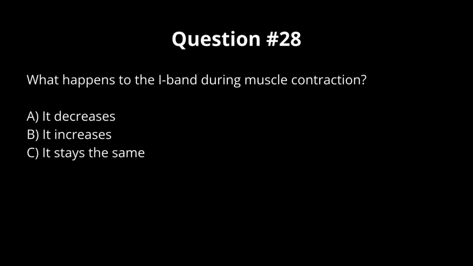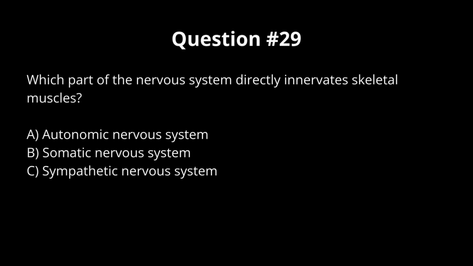Question number 28. What happens to the I band during muscle contraction? A. It decreases. B. It increases. C. It stays the same. The correct answer is A. The I band shortens as actin slides over myosin during contraction, reducing the region of thin filament not overlapping with thick filament.